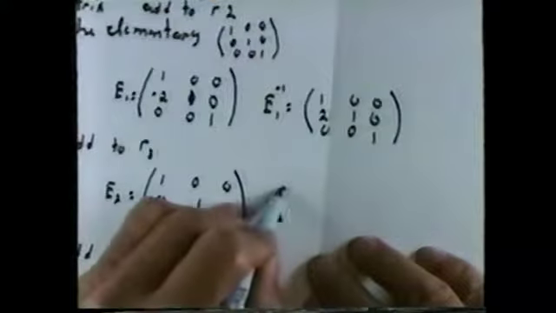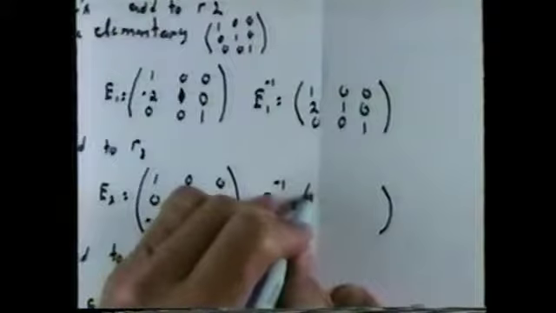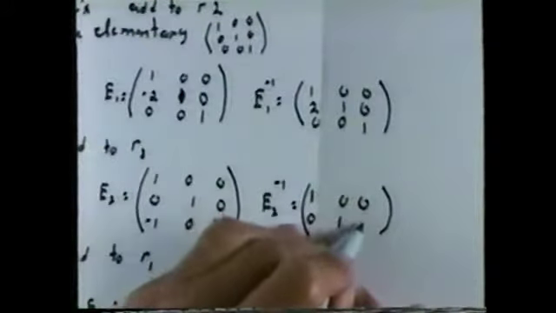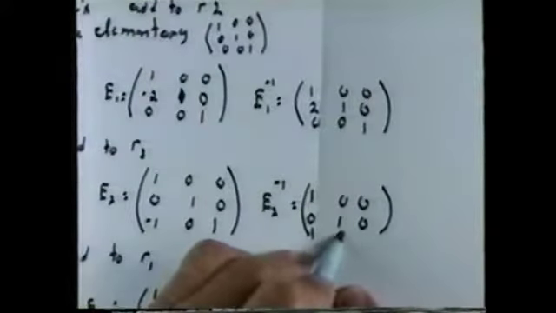E2 inverse, well, to get E2, we multiply row 1 by -1 and add it to row 3. So if I reverse it, that means I'd be multiplying by +1 and adding to row 3. So it'd be 1, 0, 0, 0, 1, 0, 1, 0, 0.